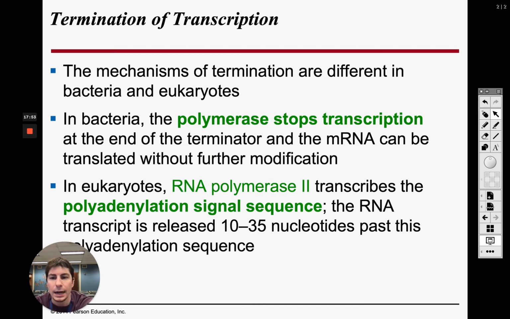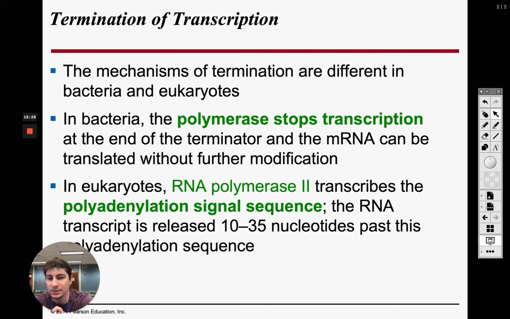All right. So for bacteria, our polymerase stops transcription at the end of the terminator, and everything is done. Nothing else needs to be modified for prokaryotic cells. For eukaryotes, there's going to be RNA polymerase number 2, and at the end, we're going to have something called a polyadenylation signal sequence. This is also called the poly-A tail.